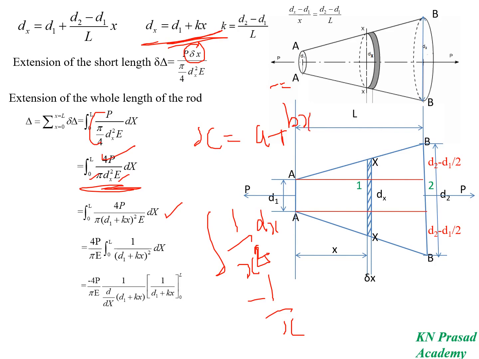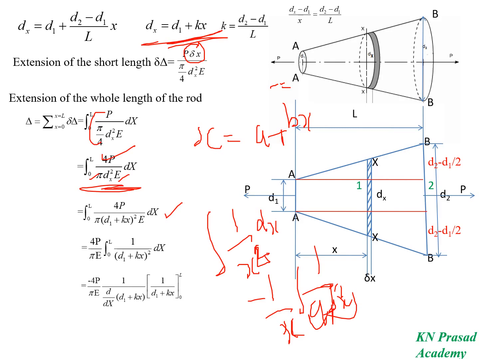So the integration of 1 by x square, where x is in the form of a plus bx. The formula for the integration of 1 by (a plus bx) whole square is minus 1 by x, minus 1 by (a plus bx) into 1 by the derivative of a plus bx. Same thing here: we have to do the integration from 0 to L of 1 by (d1 plus kx) whole square dx. So this is the 1 by x square formula.